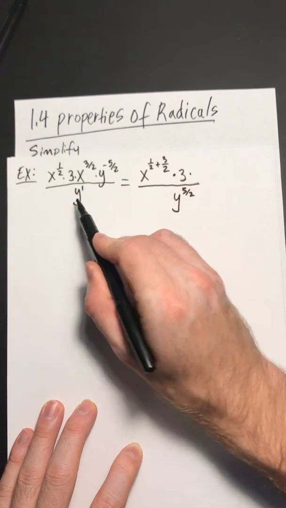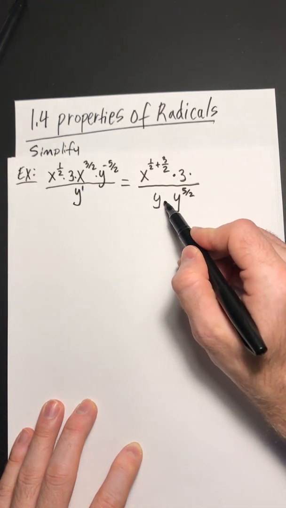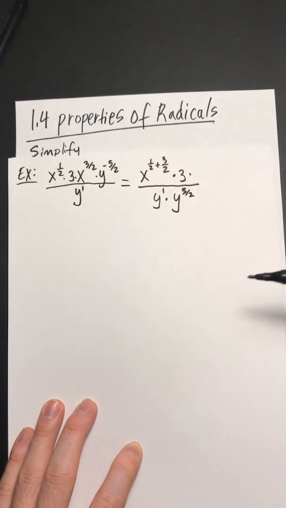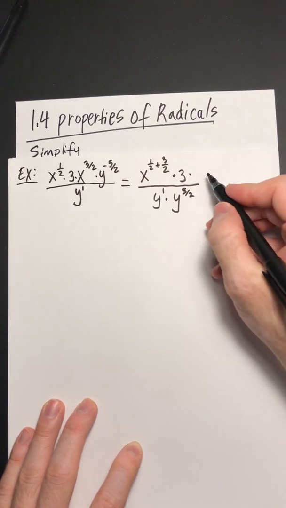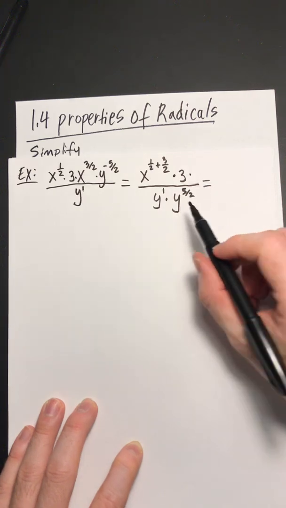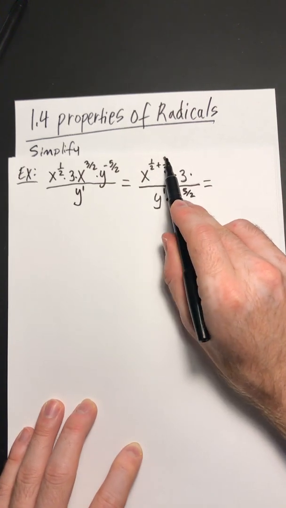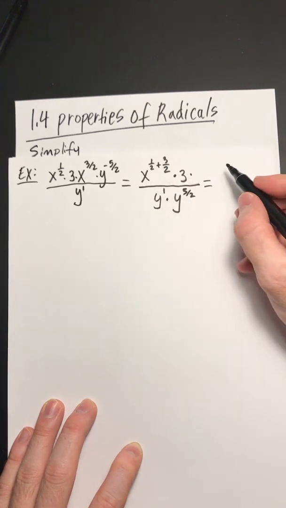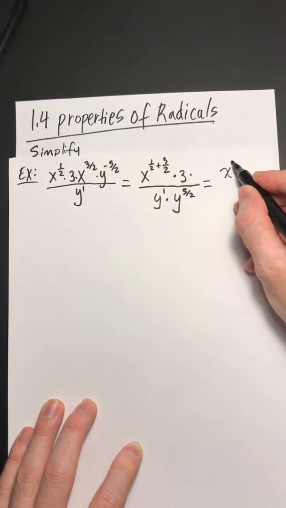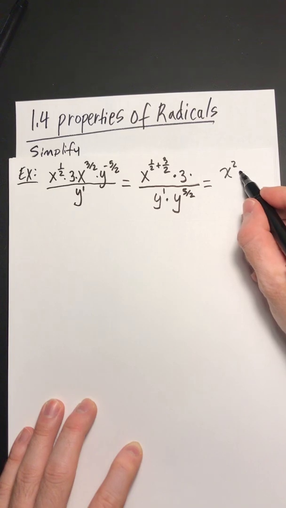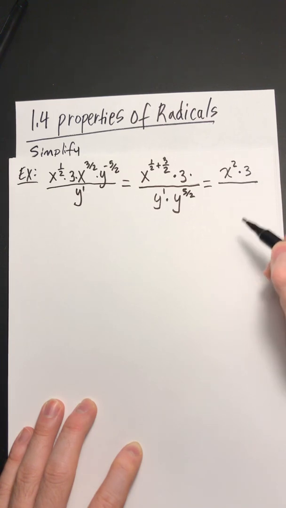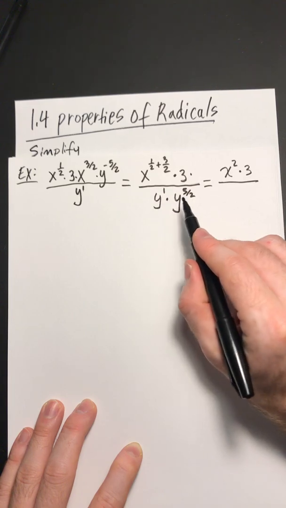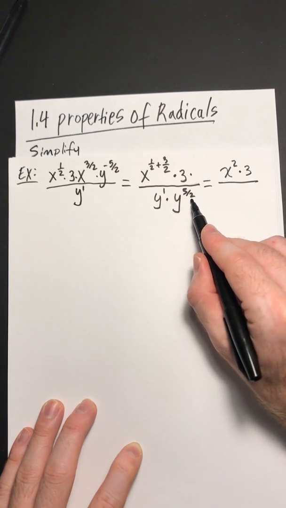I also have this y to the 1 here. Well, when I multiply things that have the same base, I add the exponents. Okay, so let's do a little bit of simplification. 1/2 plus 3/2 is 4/2. 4 divided by 2 is 2. So that's x squared. And then I have a 3. And then in the denominator, I have y to the 1 and then y to the 5/2.